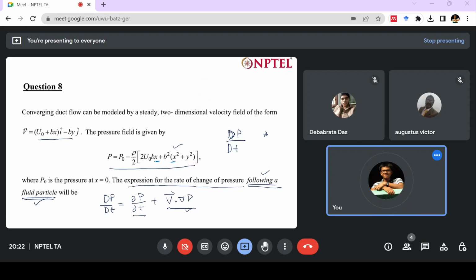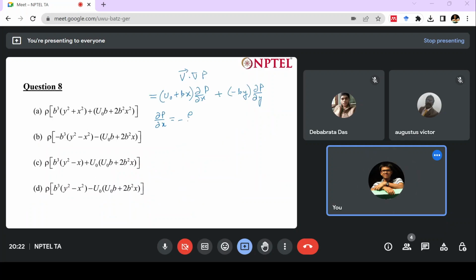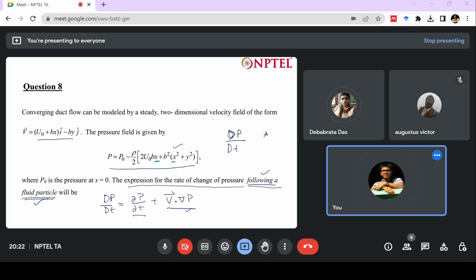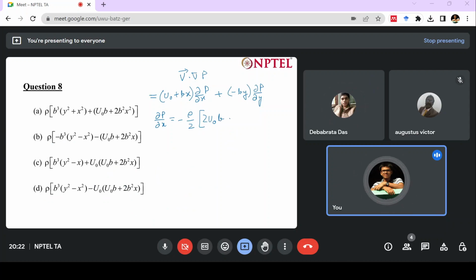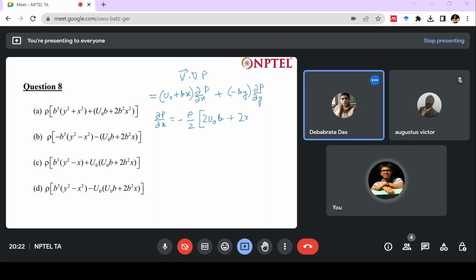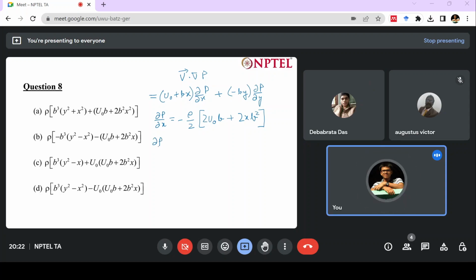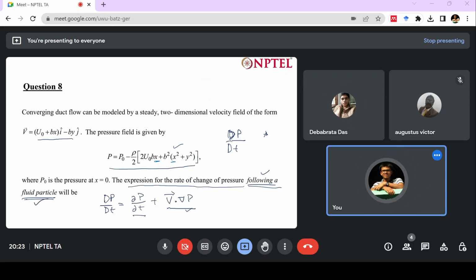This is minus rho by 2 will be there. And other than that, 2 u naught b. Can you tell me what the other term will be? 2x b square. Okay. And can you tell me the y derivative? It will be 2y b square. Yes, sir. Okay, that is correct.